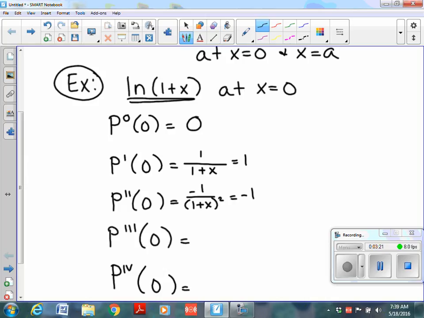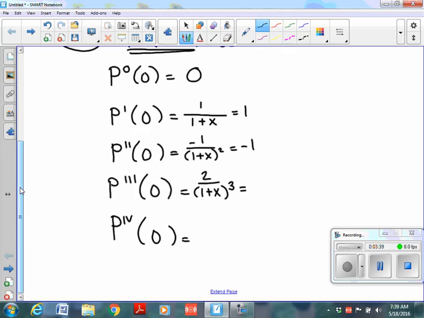The third derivative, if you work that out, is 2 over 1 plus x to the third. You guys should be able to work these out and figure out the first, the second, the third, the fourth derivative. The next derivative is a negative 6 over 1 plus x to the 4th. So maybe you want to make sure you know how to find the derivative. When you plug 0 in, you get 2, and when you plug 0 in, you get a negative 6.